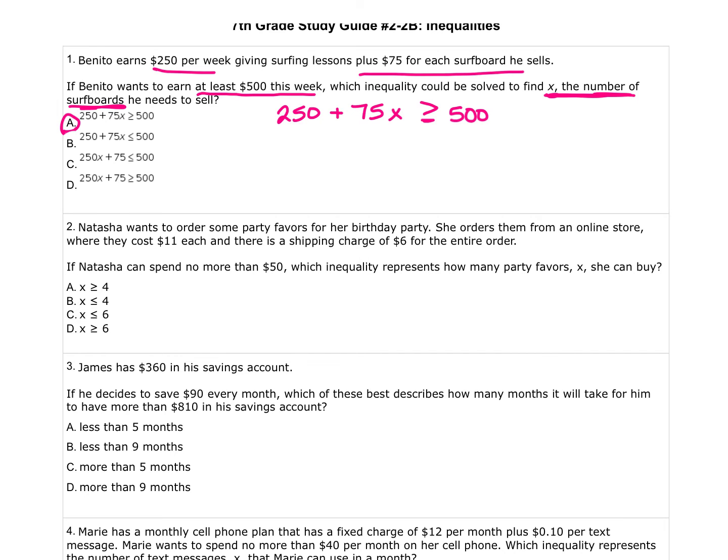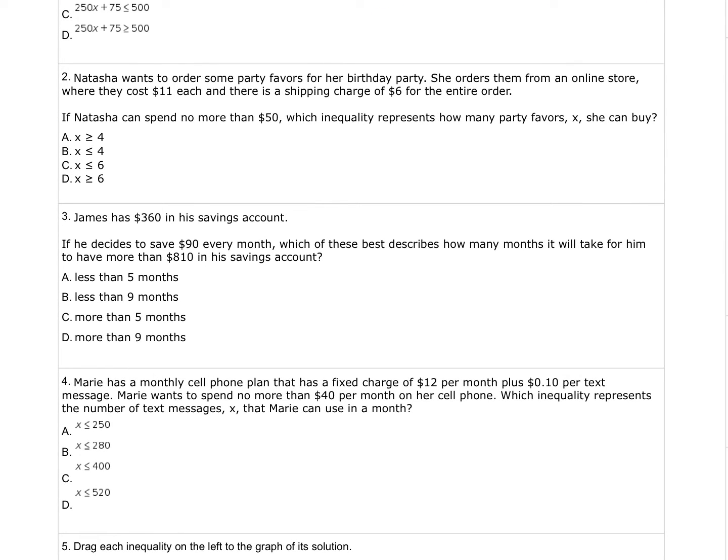Number 2, Natasha wants to order some party favors for her birthday party. She orders them from an online store where they cost $11 each, and there's a shipping charge of $6 for the entire order. She can spend no more than $50. Okay, so this is what we know. We know that each of these party favors, there's X number of them, are $11 each. So we know it's 11 times X is the cost of the party favors. There's a one-time shipping charge of $6.